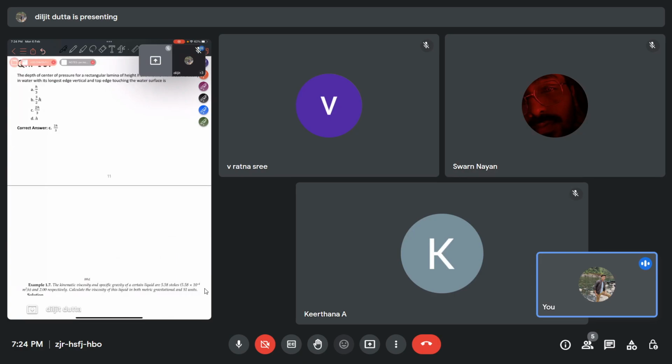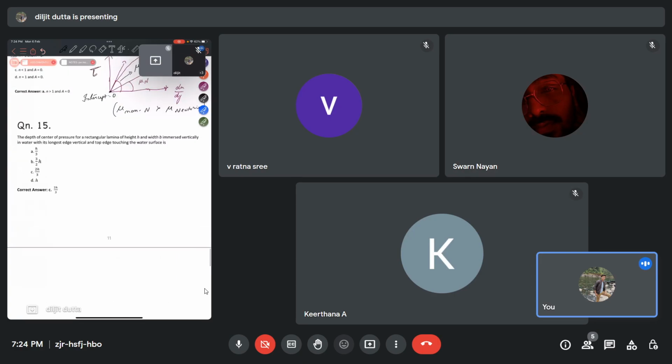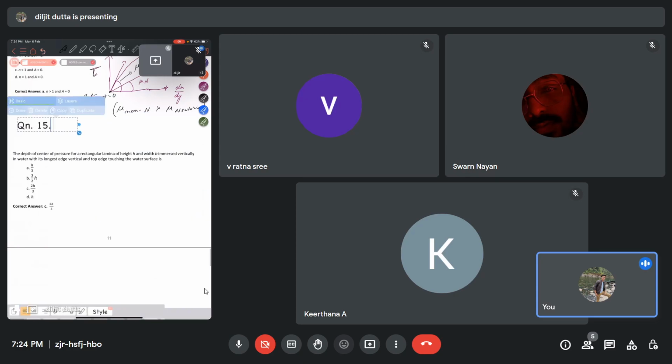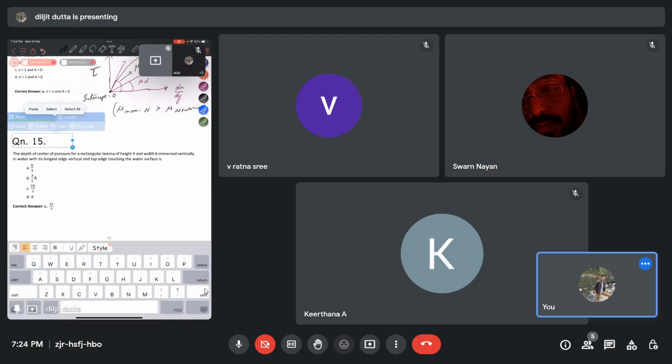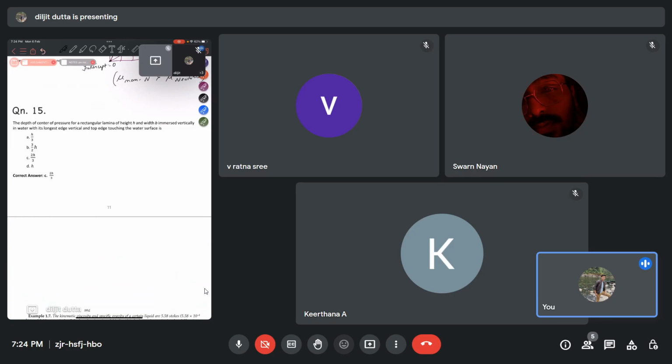Okay, so now let's move on to the next question. This is based on center of pressure. This is a numerical. The depth of center of pressure for a rectangular lamina of height h and width b is immersed vertically in water with its longest edge vertical and top edge touching the water surface. So first, before proceeding to the numerical, let's have a schematic of how the question is framed. I will just draw this.